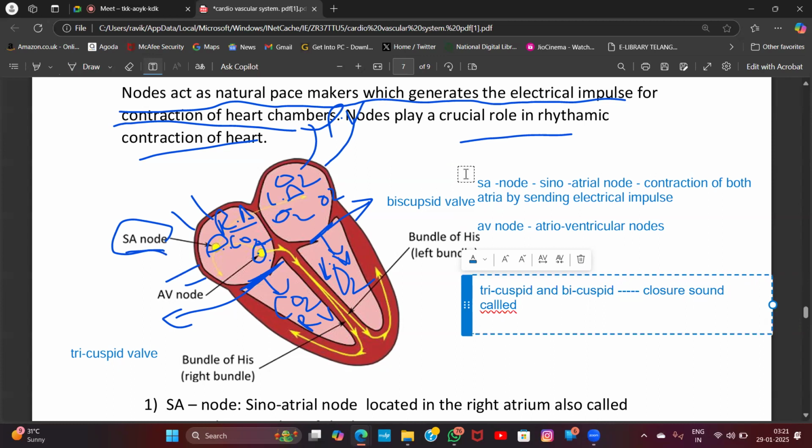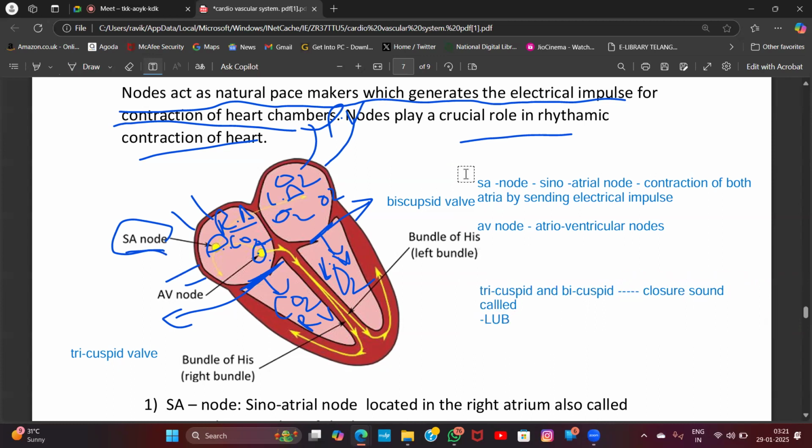The lub sound is produced by the closure of which valves? The closure of bicuspid and tricuspid valves. The closure of the bicuspid and tricuspid valves produces a sound called lub. Okay, this is the bicuspid valve. This is the tricuspid valve. The closure of both these valves produces the sound called lub.